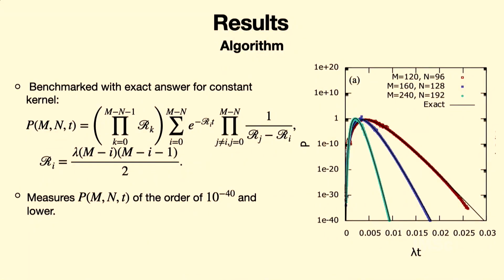We have checked that this algorithm is ergodic, and the results are here. We benchmarked it with the constant kernel because the constant kernel is the simplest case possible. In the constant kernel, k of ij is just 1. It doesn't depend on the colliding masses, so it is easy to solve by hand. So we got P of M and T for that and benchmarked it with our simulation results also. We find that this measures very low probabilities of 10 to the power minus 40, sometimes 60, depends.